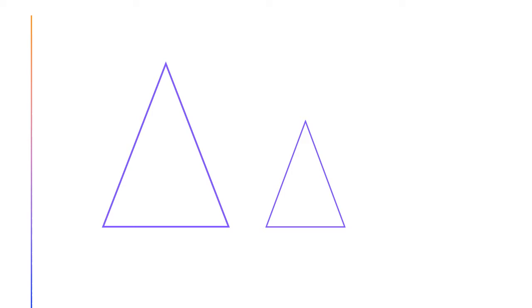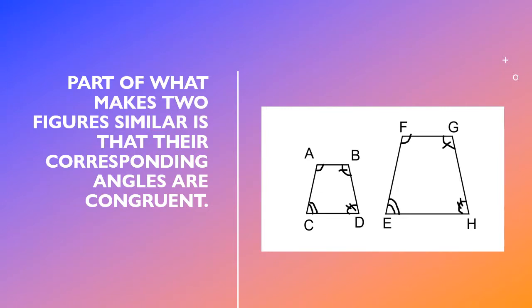Part of it is that all of their angles end up being the same. So if you look, all of these corresponding angles in that small triangle are the same as the corresponding angles in the bigger triangle. Their sides are what are different. This is part of what makes two figures similar, that their corresponding angles are congruent. So informally, similar figures are two shapes that are the same shape but different sizes.